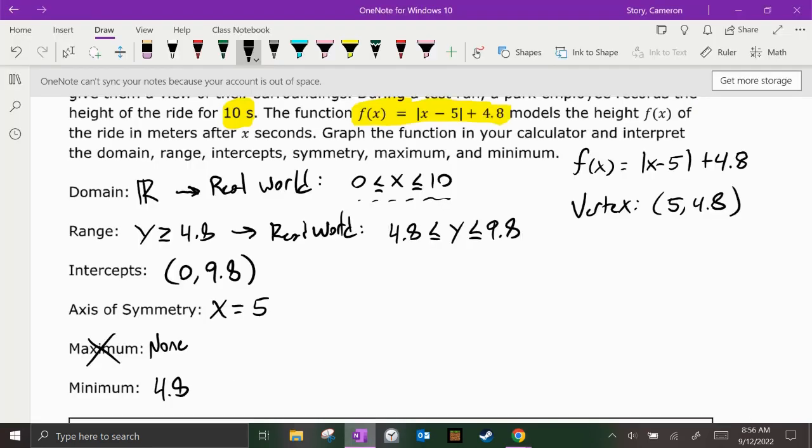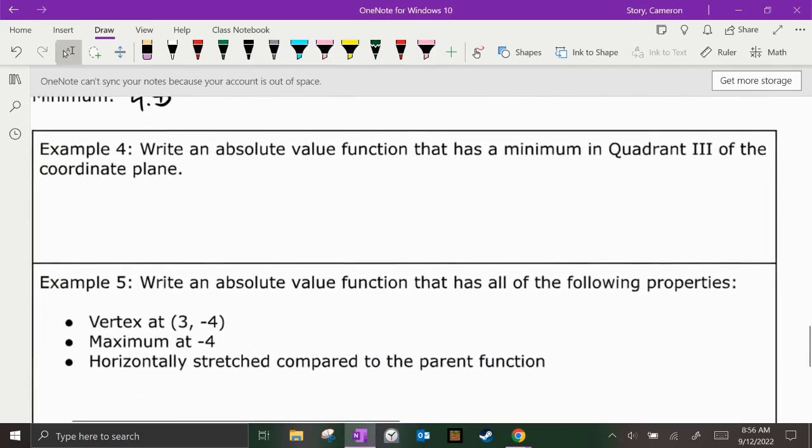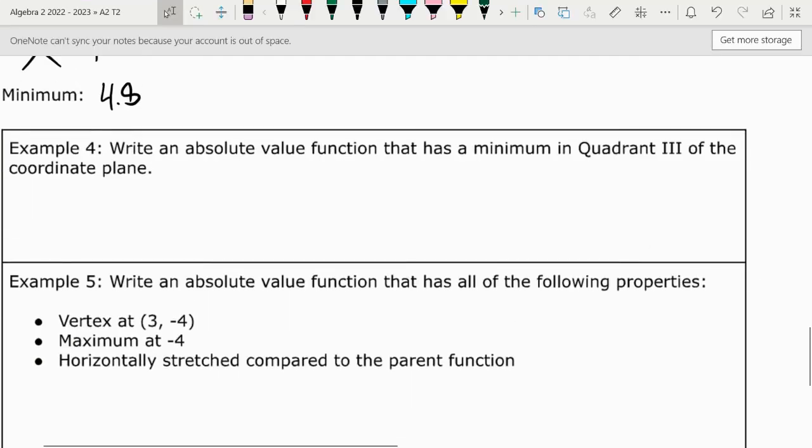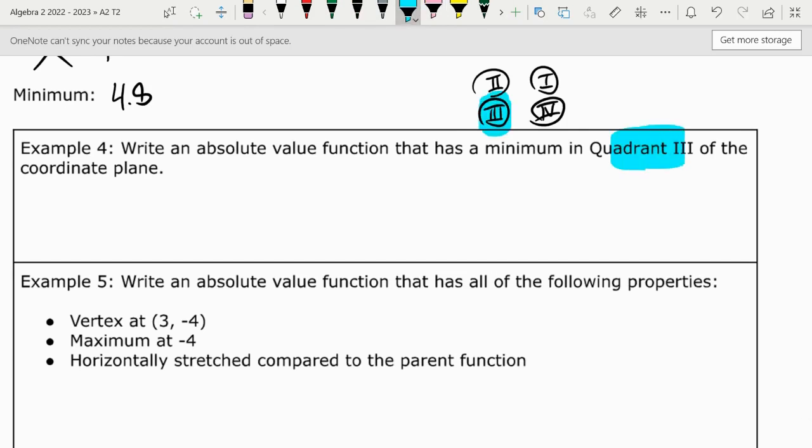Okay, last one, or last two. Write an absolute value function that has a minimum in quadrant 3 of the coordinate plane. So here's the order. Remember, we have 1, 2, 3, and 4. Okay, so we want it to be in quadrant 3. So we want it to be in the bottom left.